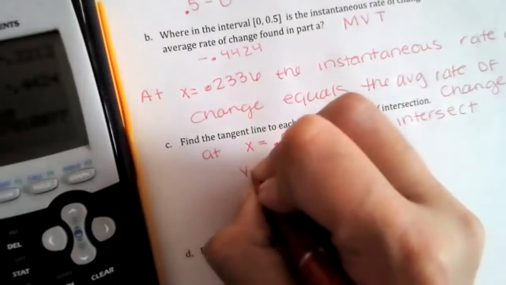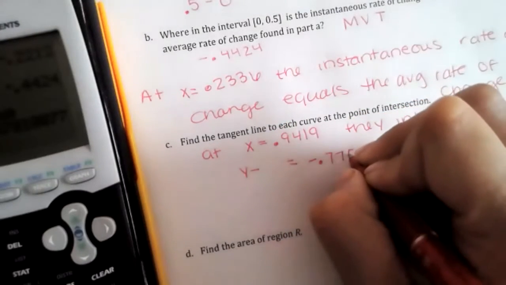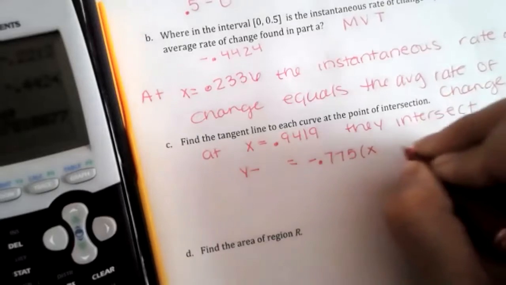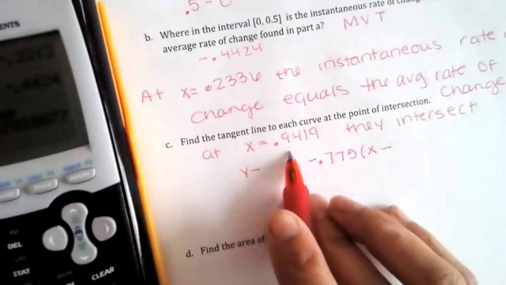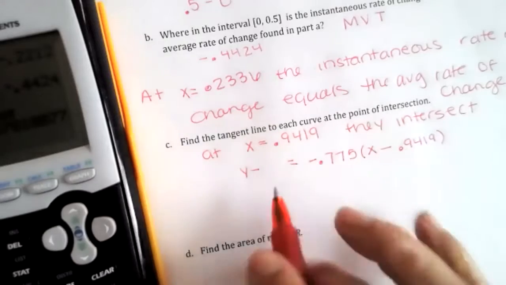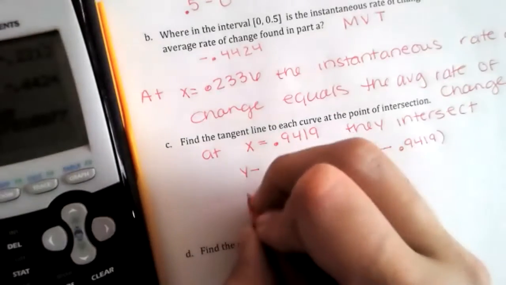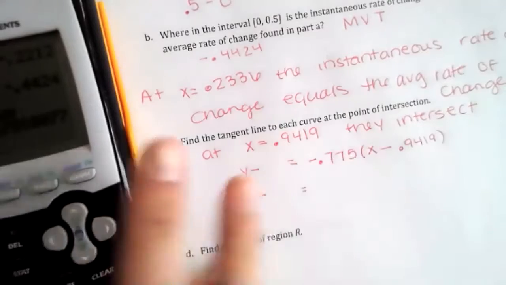So it's y minus, here's my slope, x minus, we know where they intersect. What I didn't know is my y value, so I got to get that from my table. Then I'm going to do it again for the second graph.